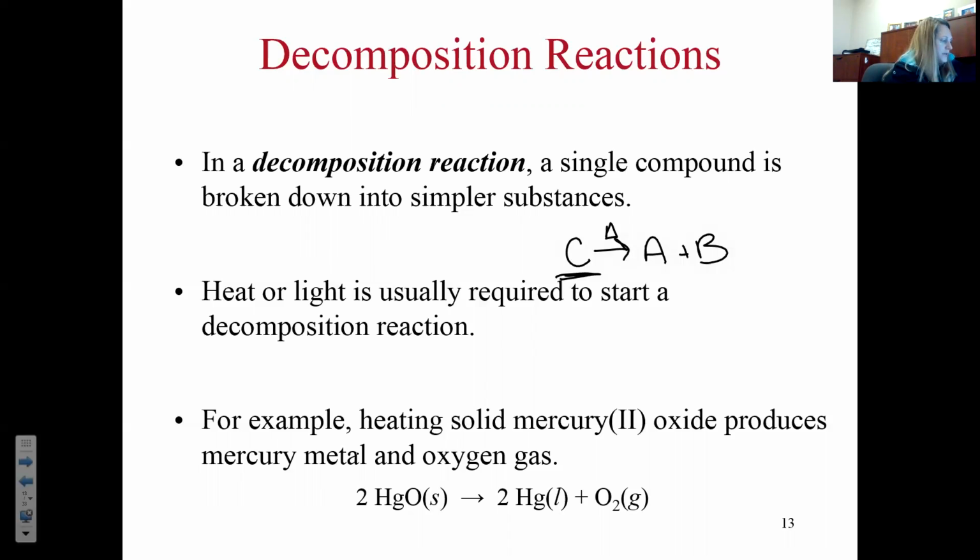A good example of this reaction would be mercury oxide. If we take mercury oxide and we heat it, then it turns into mercury metal and oxygen gas.